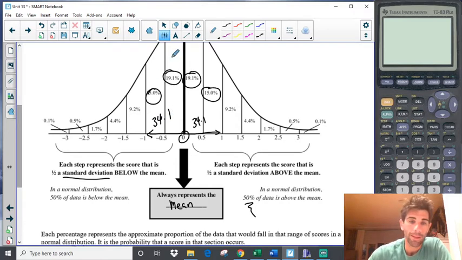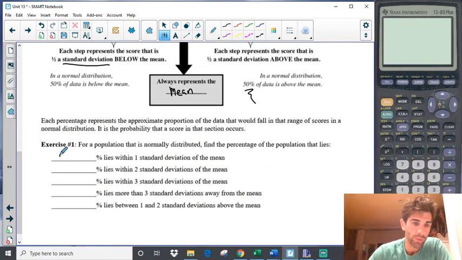If you think about it, it makes sense. This is the largest portion right here, being one standard deviation. That's 68.2 when you add up all of those numbers. So 68.2% of the population would be there. Now, what percent lies within two standard deviations?